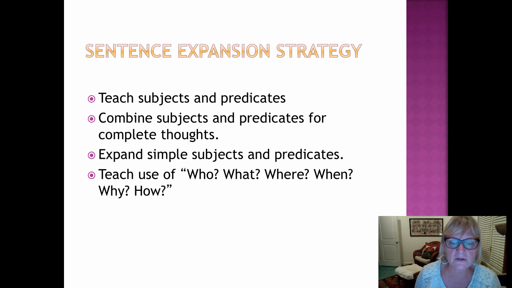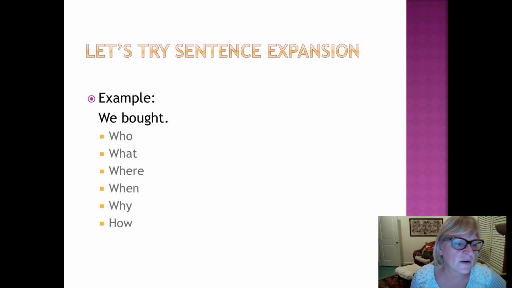So teach kids to use who, what, where, when, why, and how, and to be able to combine all of those concepts into a sentence. So we could practice. So for example, I could give you the idea we bought. And then if it were all of us in a group, I could think, well, who bought? Well, Dr. Robertson bought. What did she buy? Ingredients for lasagna. Where? At HEB. When? Yesterday. Why? So she could make dinner. How? With her Discover card, right? And I could combine all of those parts into a sentence.